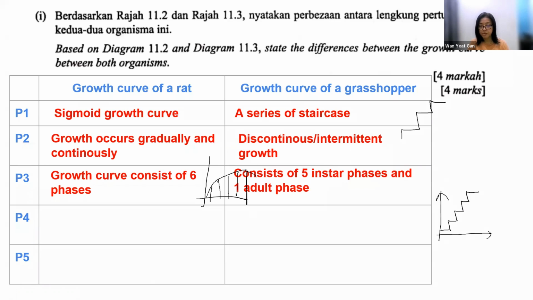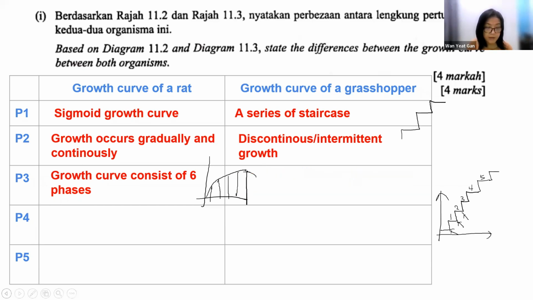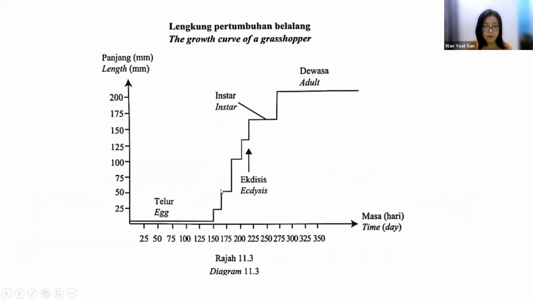Okay, this is where ecdysis occurs. So 5 instar: 1, 2, 3, 4, 5, and adult. Okay, so you actually can go back to the question and count. So you have 1, 2, 5 instar, which is also called the nymph, and 1 adult phase.